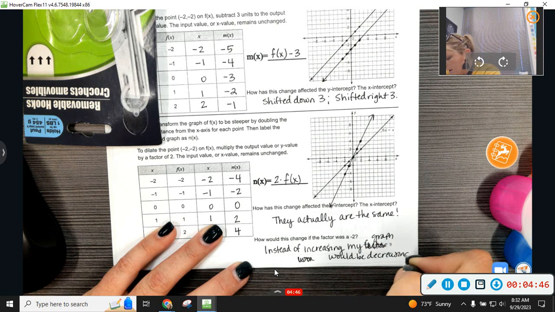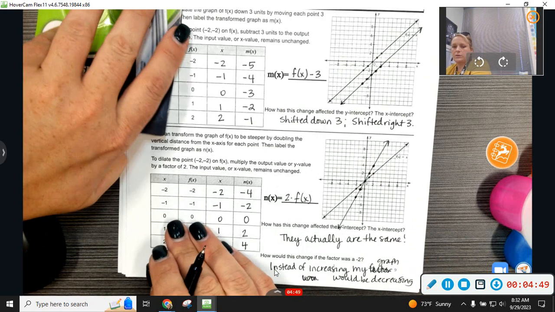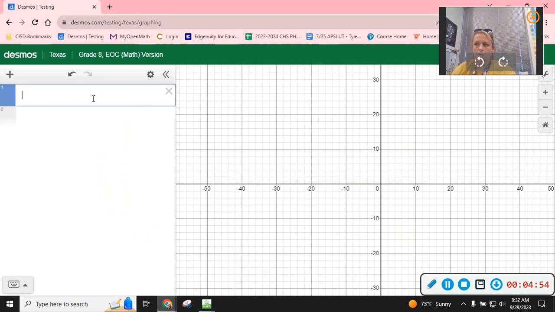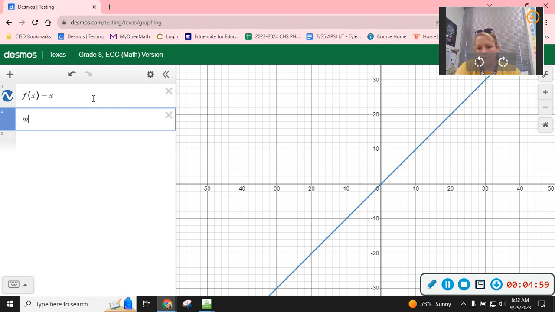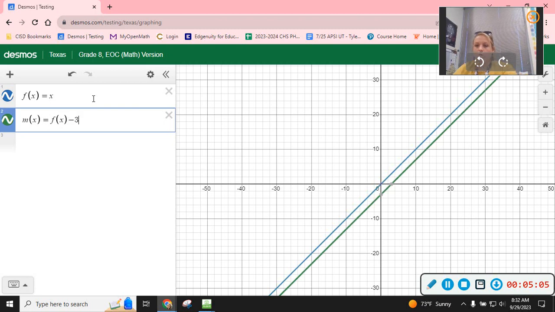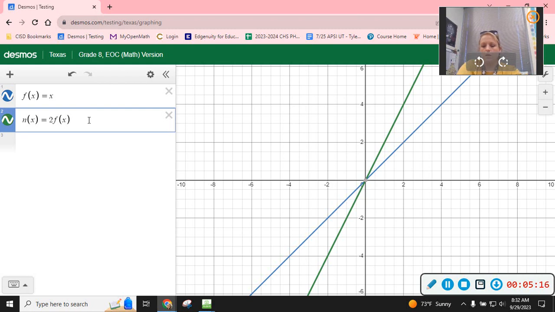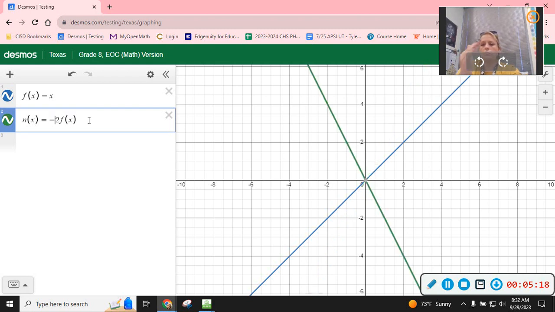Okay, and if you look at how we wrote these, what we can do is we can type our parent function into Desmos. And then I'm going to type the one that I did. And those graphs should match. So this first one certainly does match. And I changed this to 10, and I changed it to 2. So then let's look again. If it was -2, my graph would just be reflected, and instead of increasing, it would be decreasing. Okay?